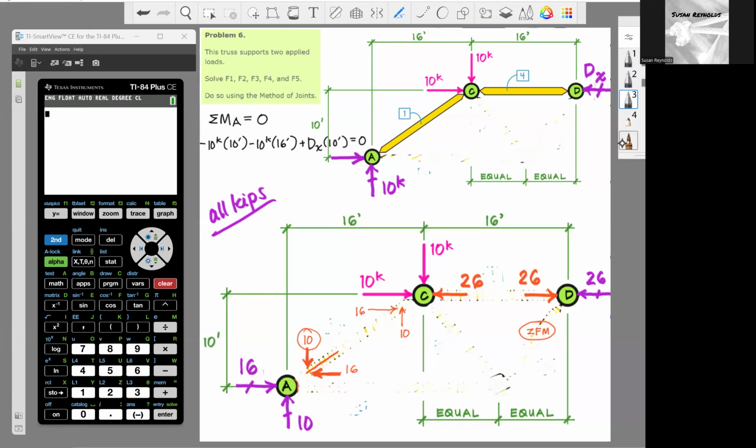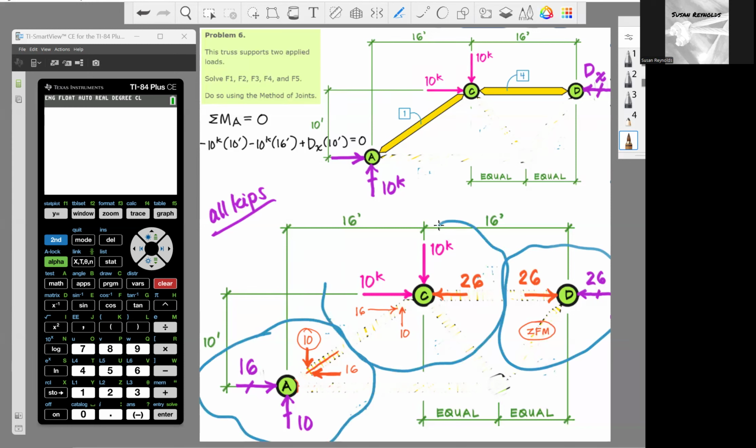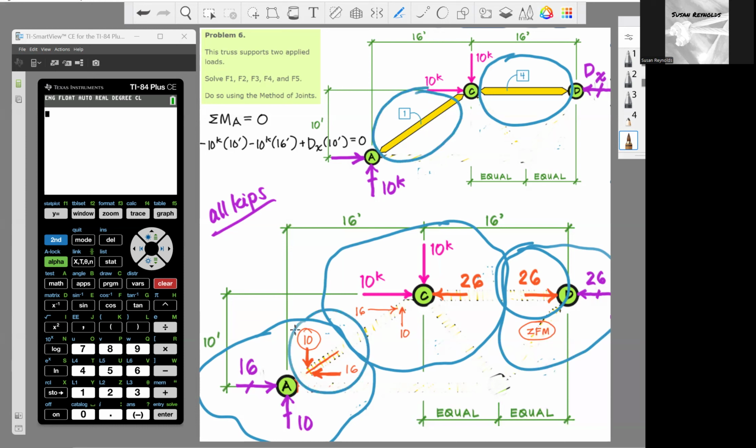So let us spot check equilibrium. So this node obviously in equilibrium. This node is in equilibrium. What about the one in the middle? So vertically, 10 balances with 10. Done. Horizontally, 26 balances with 26. Done. So in terms of reporting final answer, the force in member 4 is 26 kips of compression. The force in member 1 is 10 squared plus 16 squared, square root of that, to get 18.9 kips of compression. And everything else is a zero force member.